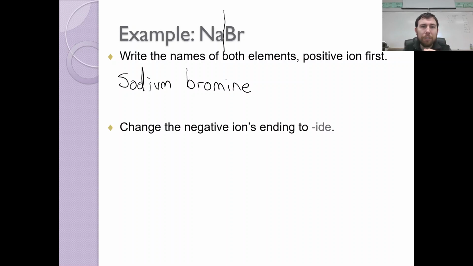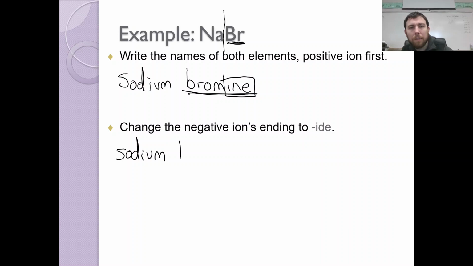All right. Step two, we need to change the negative ion's ending to IDE. Well, the negative ion is the Br, so that means the bromine. Now notice that it ends in INE currently. We're going to change that INE to IDE. So if we rewrite this now, this is now sodium bromide. Okay, and so we changed the negative ion's ending to IDE.